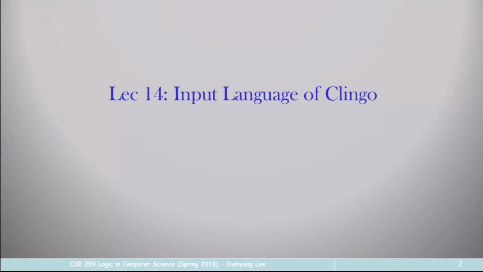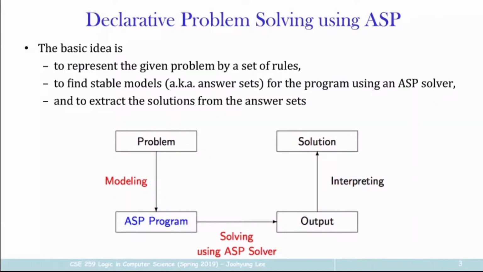So let's start. Today we'll talk about the input language of Clingo. Recall what we had before. In so-called answer set programming, we are going to solve problems not by writing traditional procedural programs, but by using declarative programming, and that is called answer set programming.